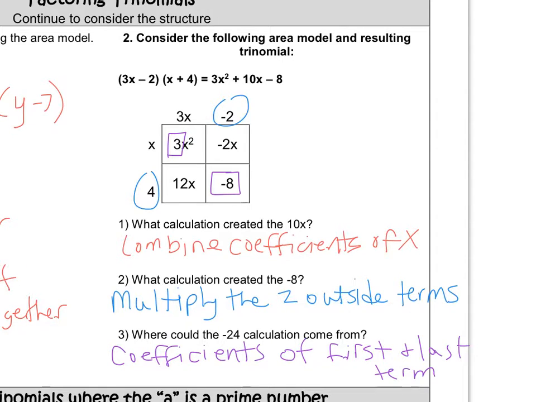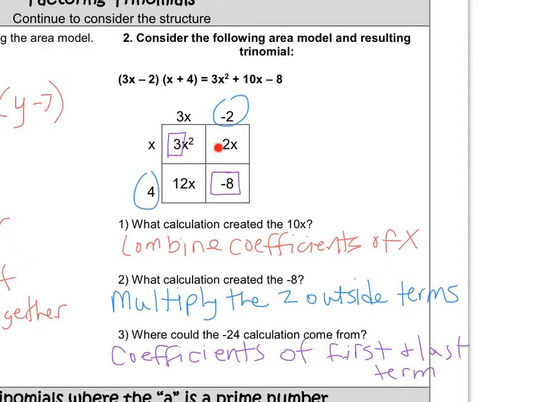Hopefully you were eventually able to come to the idea that the coefficients of our first and our last terms, when I multiply those together, give me 24. So that changes our pattern a little bit. Before, we were just having to look at the 8. That's because our last term was always being multiplied by a 1. So this rule still worked on number 1. It's just that we were multiplying this times a 1, so we never had to consider it.